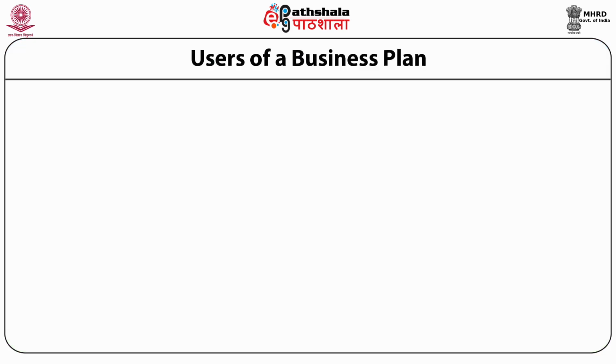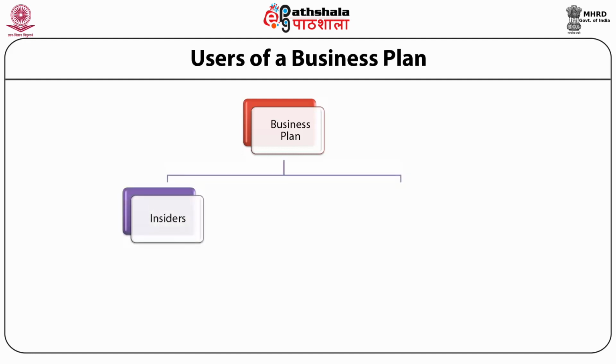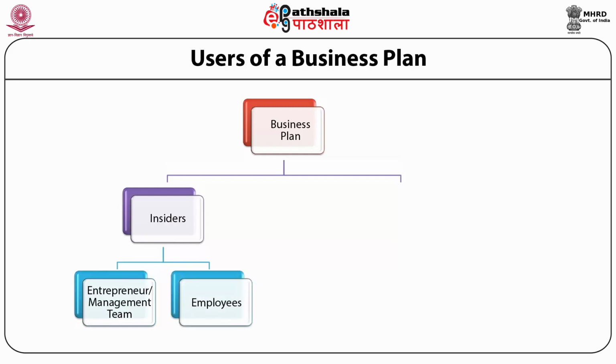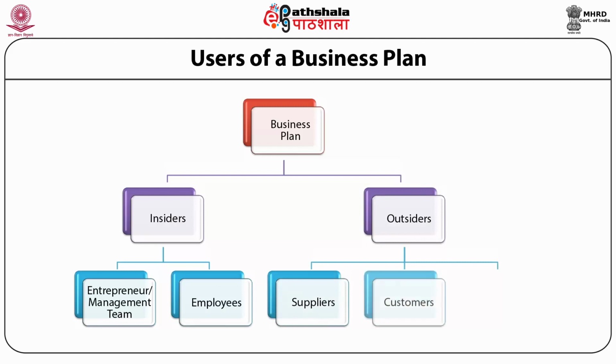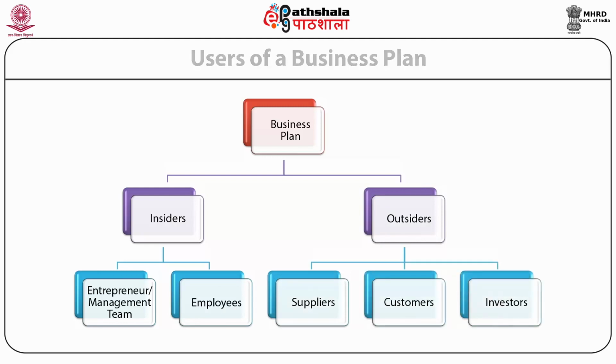Let's discuss the users of a business plan. There are two main categories of users. The first one is insiders and the second one is outsiders. Insiders further have two types of users: one is the entrepreneur or management team, and the other is employees. Outsiders have three kinds of users: suppliers, customers and investors.